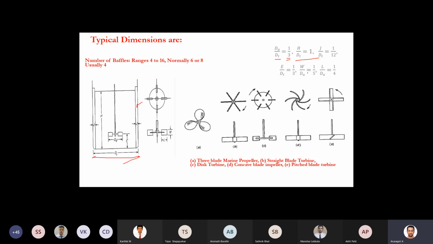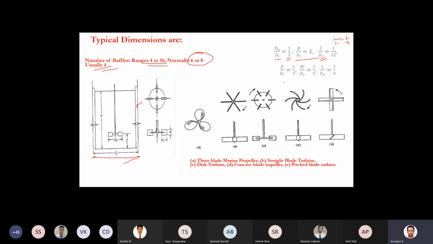So that is 1. If gas is induced in the liquid medium, then you have to increase the H by dt to 2. Then J by dt, where dt is the diameter of the tank and J is the width of the baffle, is normally 1 by 10 to 1 by 12. The number of baffles is normally 4 to 16. Generally we will go for 6 to 8. In most cases we will use 4 baffles.